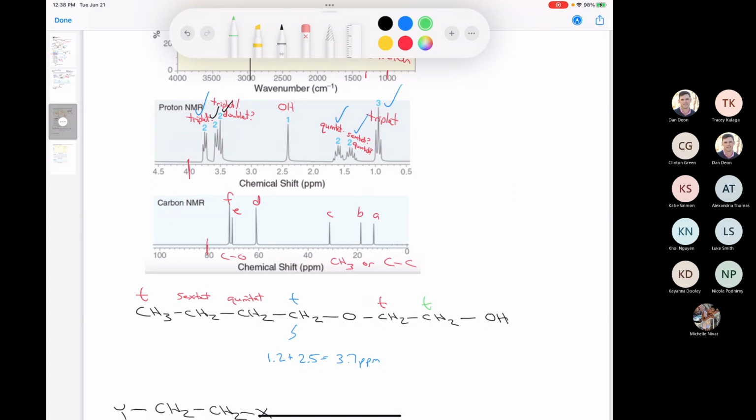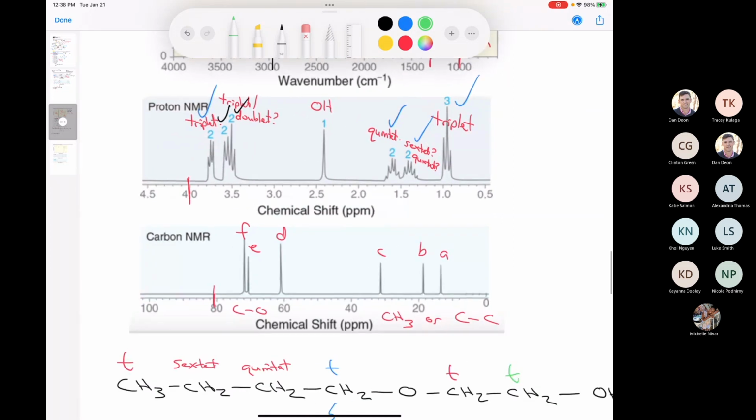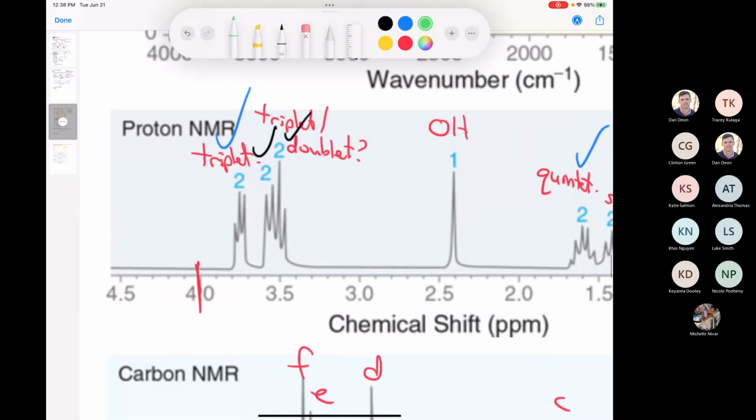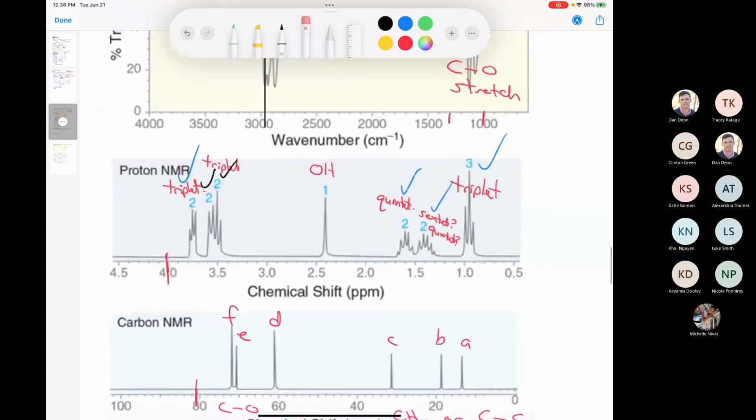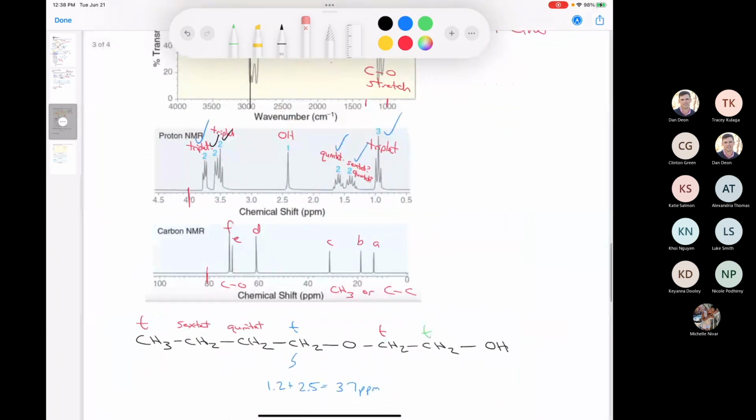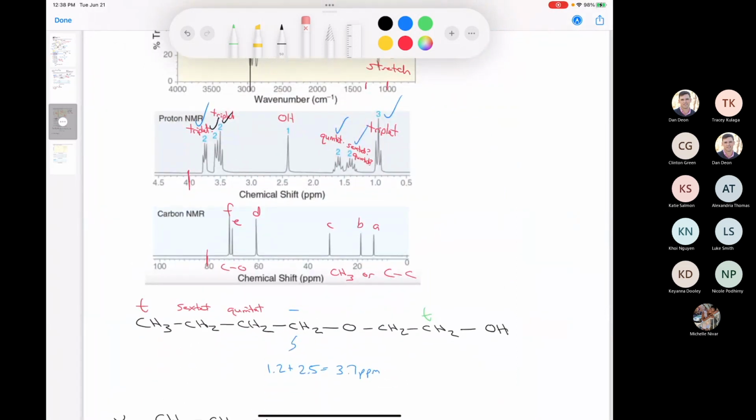So that means that all those signals up here, these must all be triplets. So there's no doublet in here, okay? Everything in here is a triplet. And that gives us the structure of our compound. We have our ether here, and we have our alcohol over here.